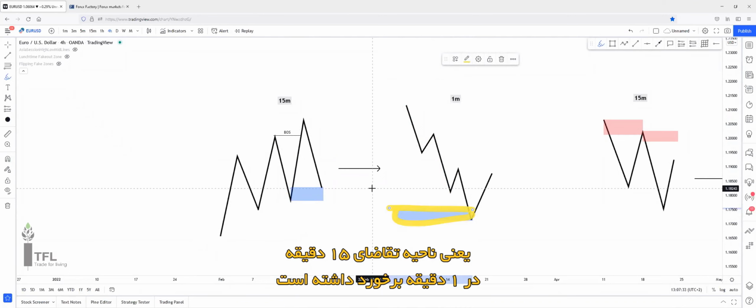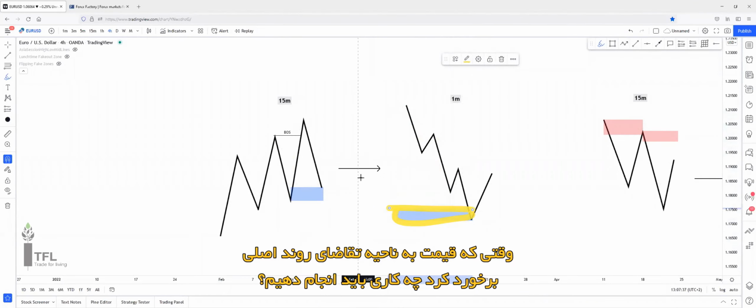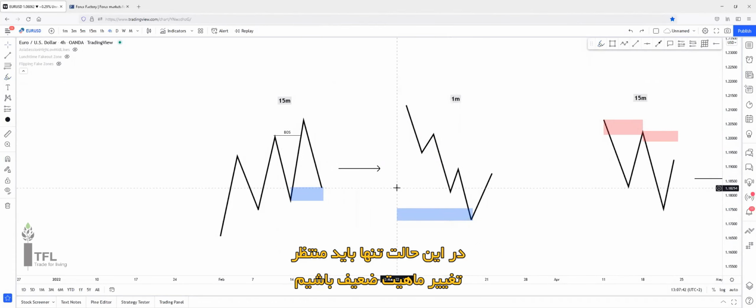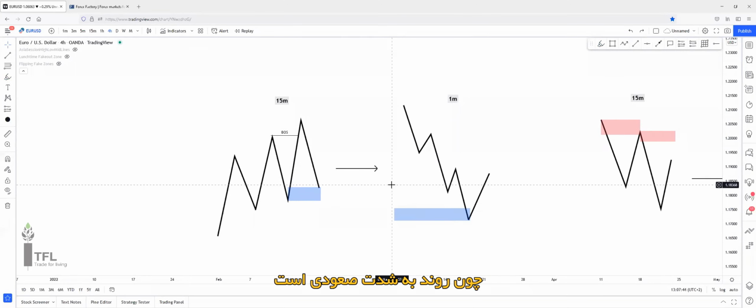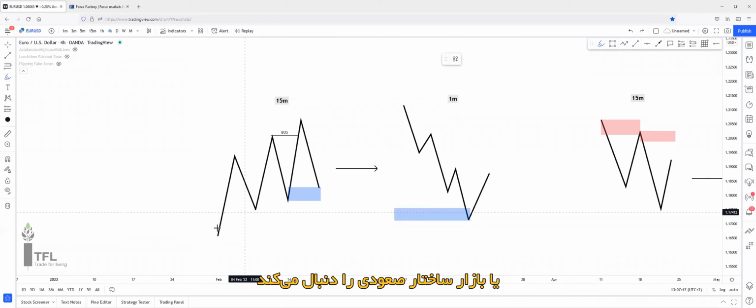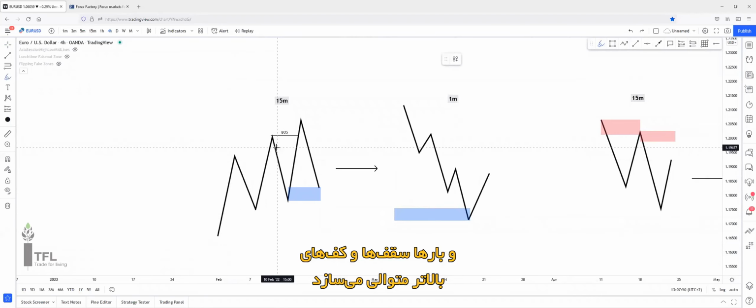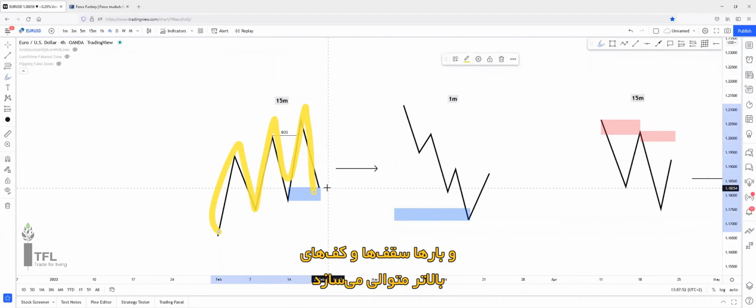So the 15-minute demand zone is being tapped on the 1-minute chart, right? What do we have to wait for after a 15-minute demand zone is tapped in the main trend? All we have to do is wait for a weak change of character because our trend is extremely bullish. Our trend is following the bullish structure, creating higher highs and higher lows over and over again.